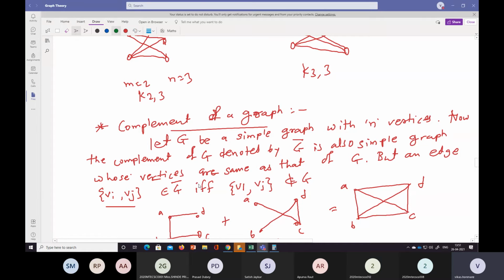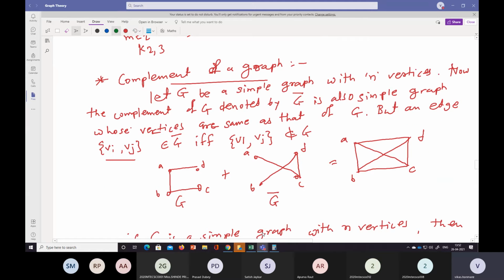Okay, next point is complement of a graph. Let G be a simple graph with n vertices. Now the complement of a graph, denoted by G bar, is also a simple graph whose vertices are the same as that of G, but the edge Vi comma Vj belongs to G bar if and only if the edge Vi comma Vj does not belong to G. So we take only the edges that are not present in G. That is called the complement of the graph.